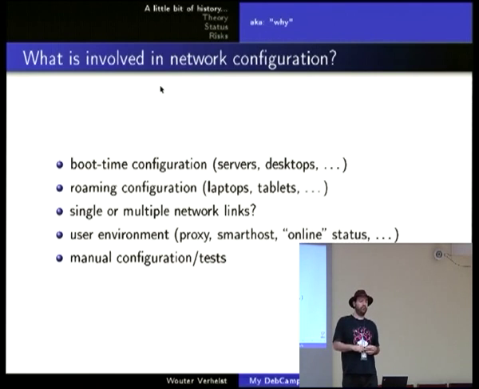A second point is roaming configuration. This is not used for servers and desktops like the first one, but it's more used for laptops. It can be used on servers and desktops, but it's not really what they focus on. Roaming configuration is very useful for a system like a laptop that is changed from one network to another all the time and would need quite some user input to be changed. Network Manager and wicd are examples of software that do that really well.